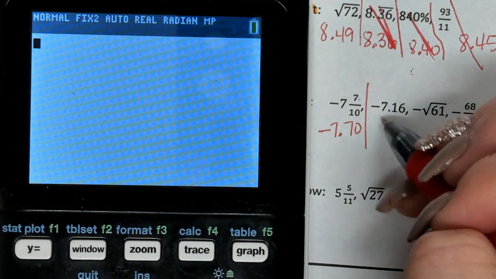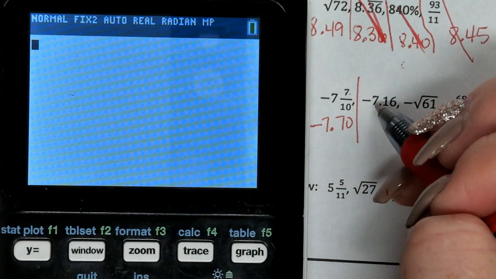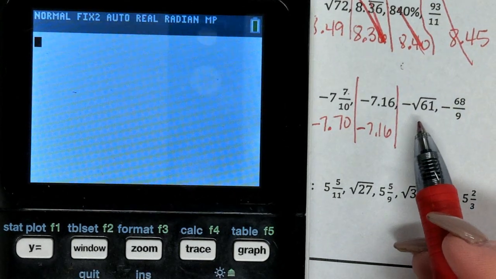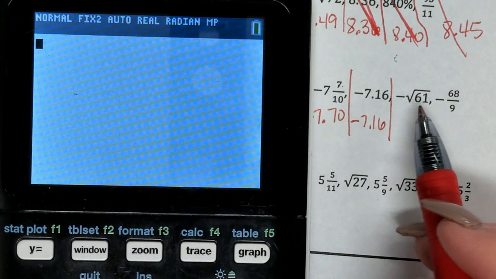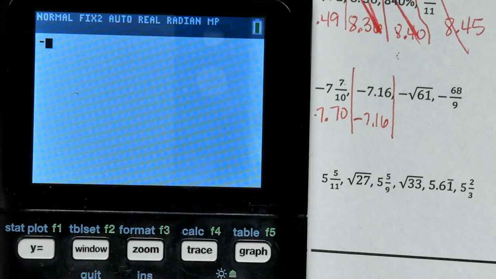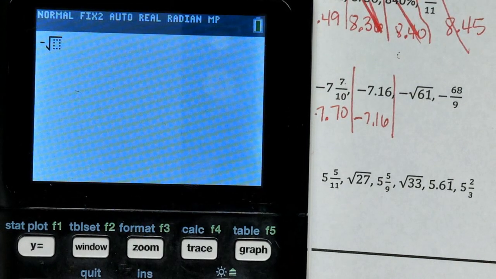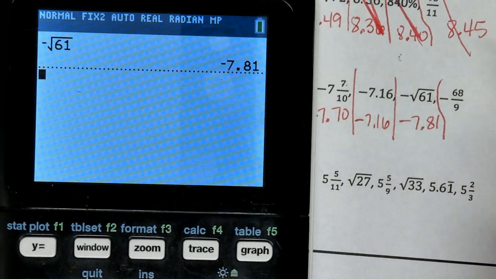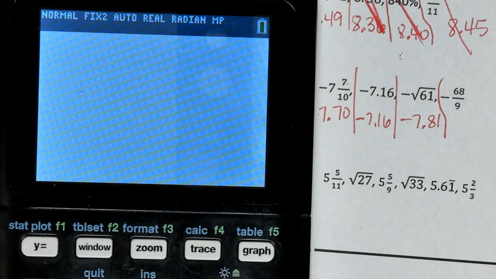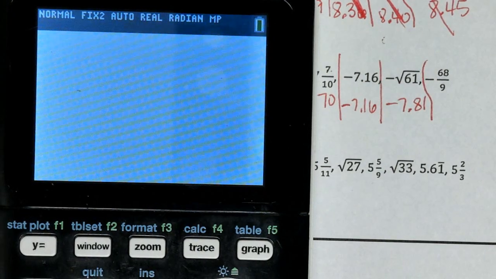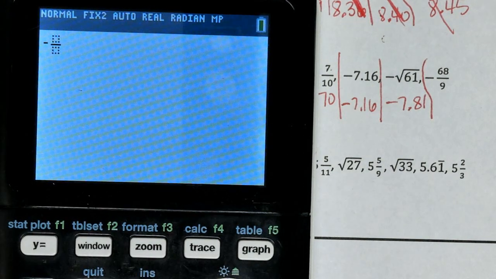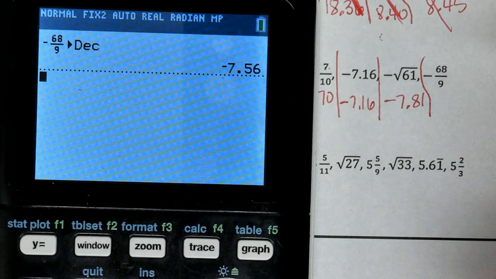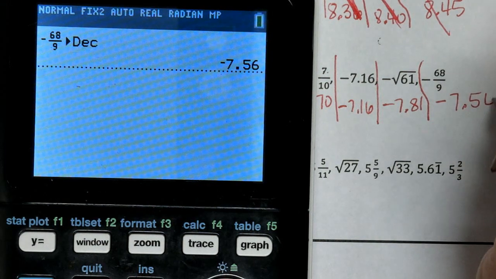Does this one already look like money? Yes. Leave it alone. I owe $7.16. This one, negative. Put your negative sign in. Square root, 61. I owe $7.81. And this one negative, and then alpha y equals 68 over 9, arrow out, math, decimal, enter, I owe $7.56.